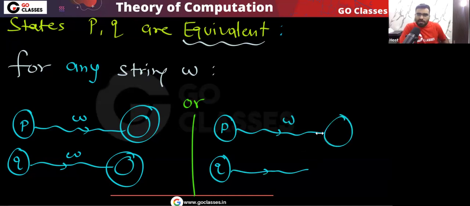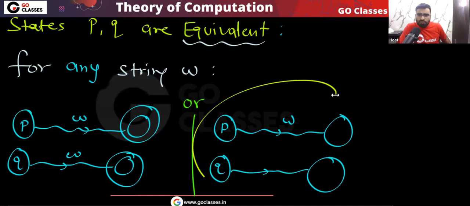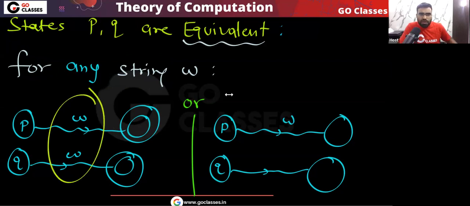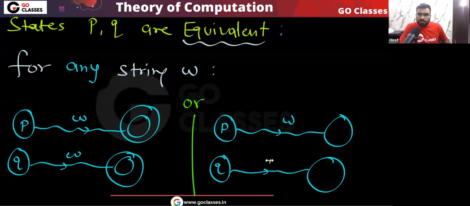Is this clear? Tell me. So you have two states P, Q. When can I say these two states are equivalent? They are equivalent if for every string, either both will go to final or both will go to non-final. It will not happen that one of them is going to final on W and another is going to non-final on W. Okay, is this clear? Equivalent states go to final together and go to non-final together, for any string W.